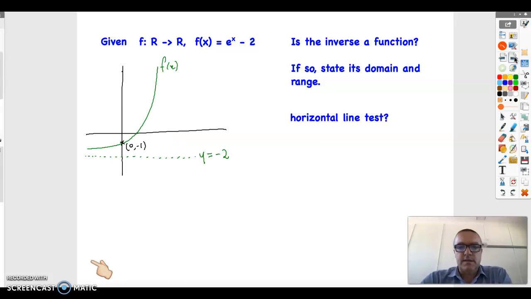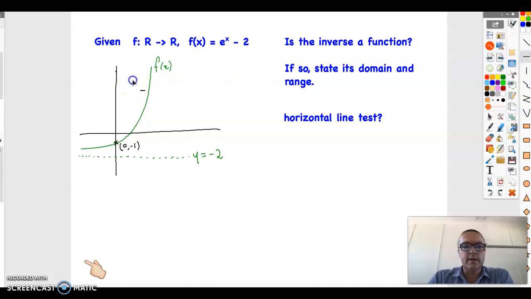First of all, let's see if the inverse is actually going to be a function. Does it pass the horizontal line test? Let's have a look at a horizontal line. Wherever I draw a horizontal line, there is only going to be one intersection. It's a one-to-one function, so yes, there is an inverse.